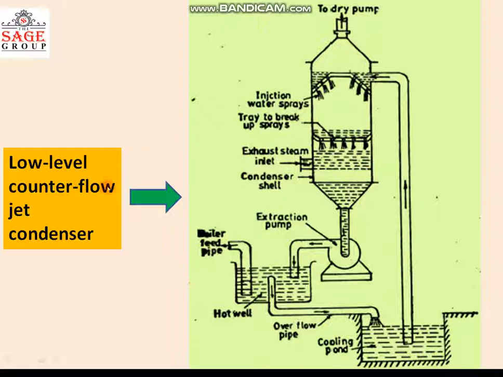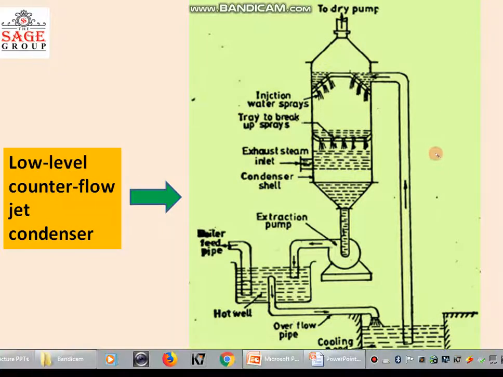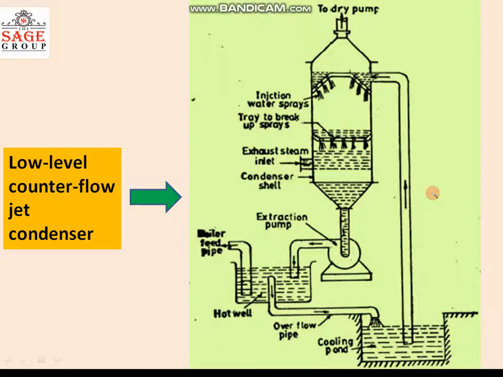Now we can see here the low level counter flow type of jet condenser. So you can see here the working of this type of condenser, and there is a cooling pond where the water is stored, and this water is supplied in the condenser from this top side, and there is the dry air pump to take the dry air which is coming either from the water or from the gases side. Now you can see here the condenser shell. This is known as the condenser shell.